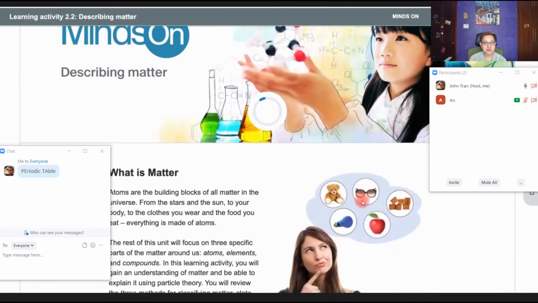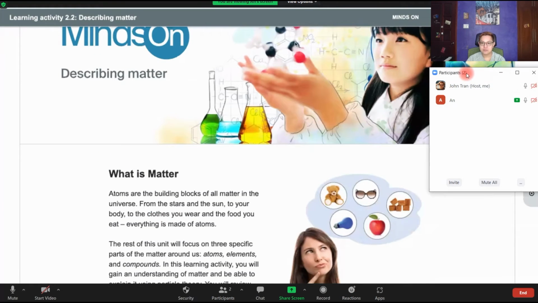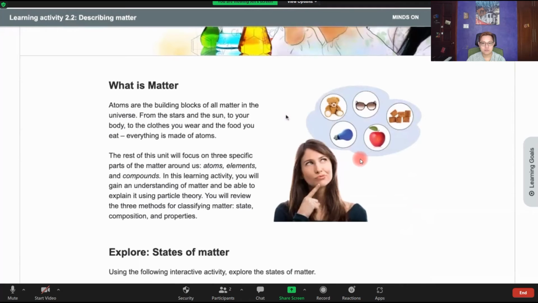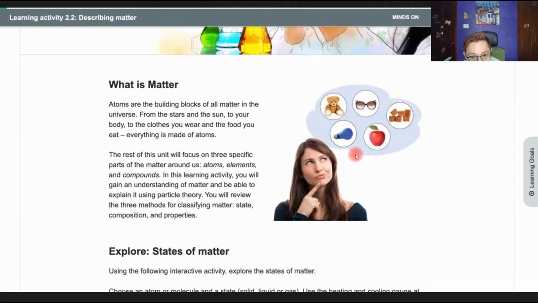Okay, so describing matter now. What is matter? Atoms are the building blocks of all matter in the universe, from stars and the sun to your body, to the clothes you wear and the food you eat. Everything is made of atoms.